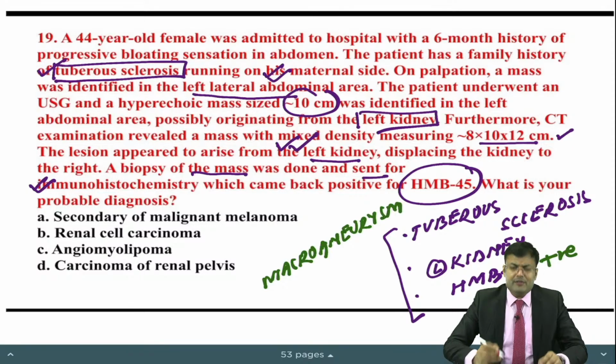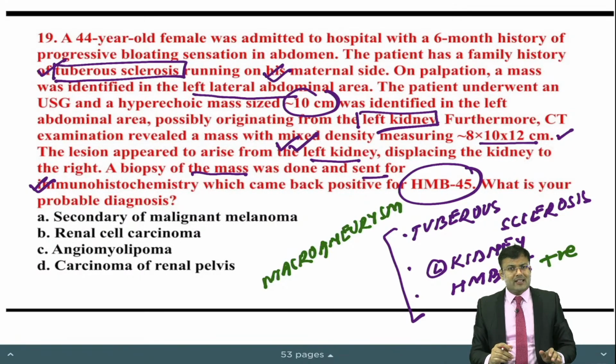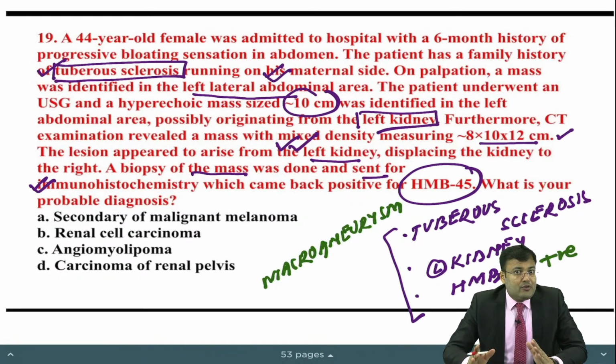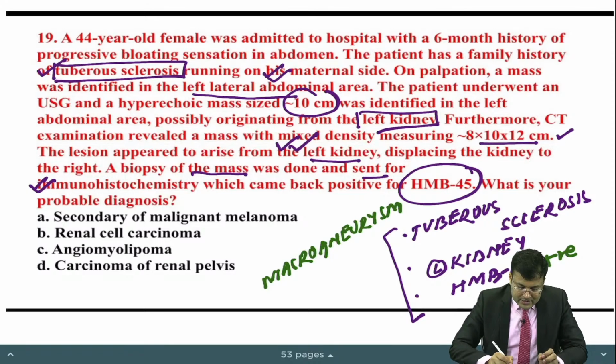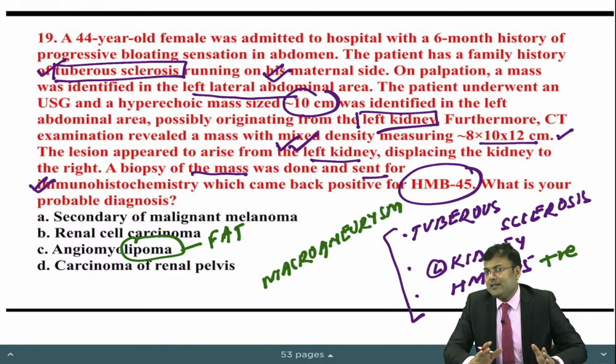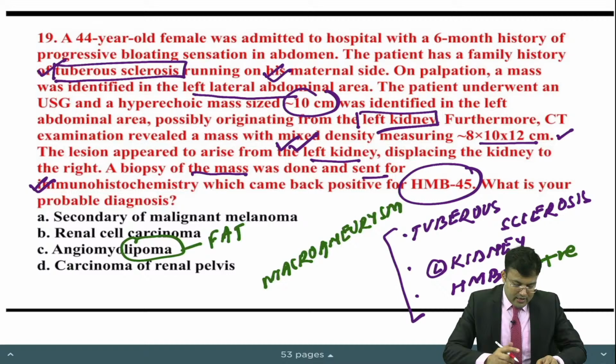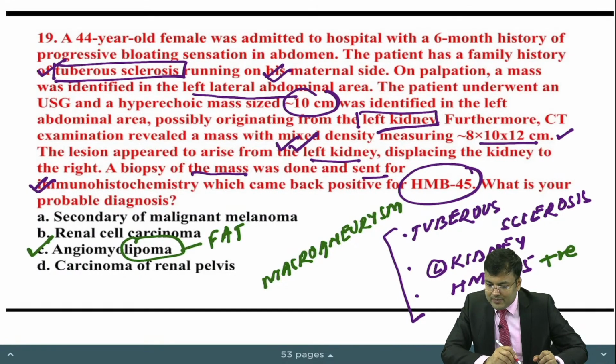Right? How you are going to differentiate angiomyolipoma from RCC? In RCC there is calcification. In angiomyolipoma there is presence of what? Lipoma means fat. So presence of fat, absence of calcification differentiates it from RCC. So what is the correct answer for this question? Correct answer for this question is C, that is angiomyolipoma. Clear? Dr. Rahul, very good, mixed density tumor, so angiomyolipoma.